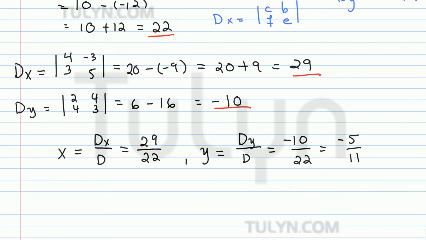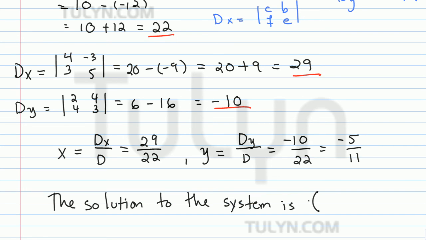So, since we usually write our answer in terms of the ordered pair x comma y, what we want to say is the solution to the system is x comma y, so 29 over 22, comma, negative 5/11.